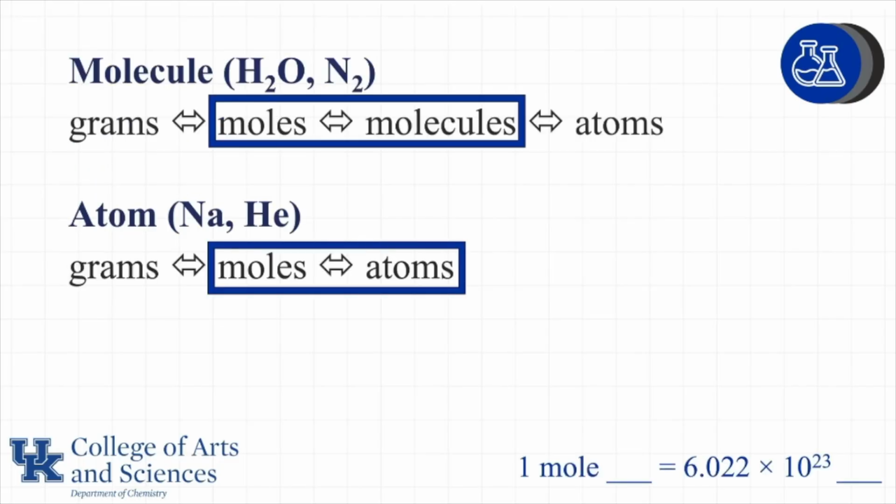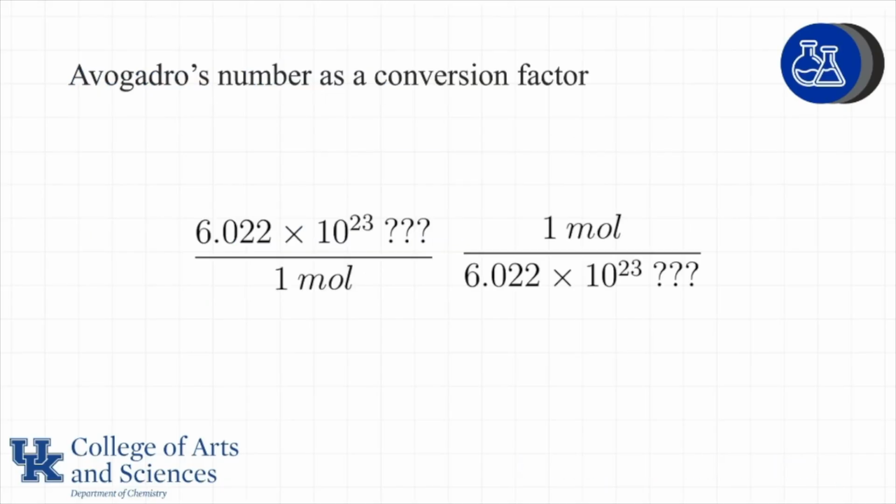How do we use Avogadro's number when we're doing these calculations? The big way we use it is going between moles and molecules or moles and atoms. Avogadro's number, or 6.022 times 10 to the 23rd, is used as a conversion factor, also known as a relationship. It connects two different things. Just as we can say 1 dozen equals 12, we can say 1 mole equals 6.022 times 10 to the 23rd. Notice that the 6.022 times 10 to the 23rd always goes with the thing that we're actually counting, and the mole goes in the other spot in the fraction.